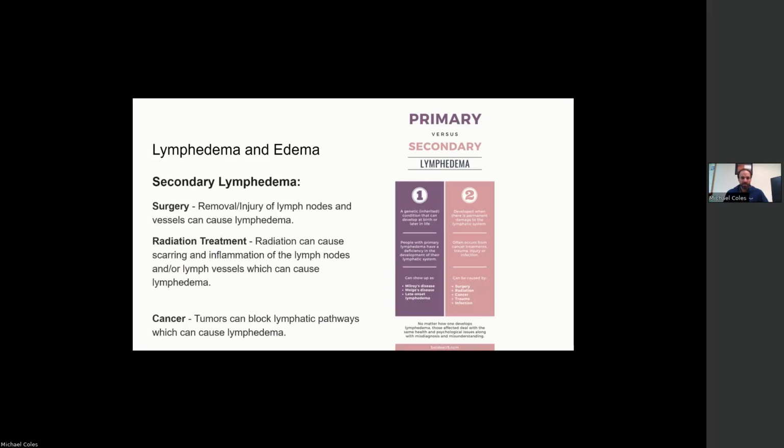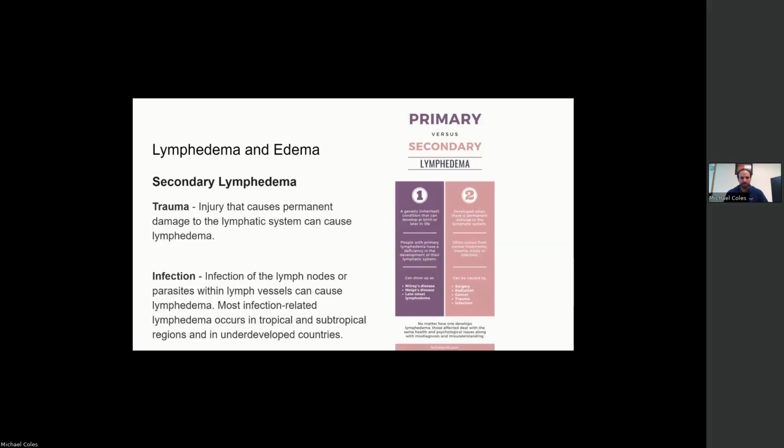So surgery, taking out lymph nodes or injury to the vessels, like I said, radiation, and then cancer, where you have tumors that actually block the pathway, plugging the hole of the system. Trauma or infection as well.